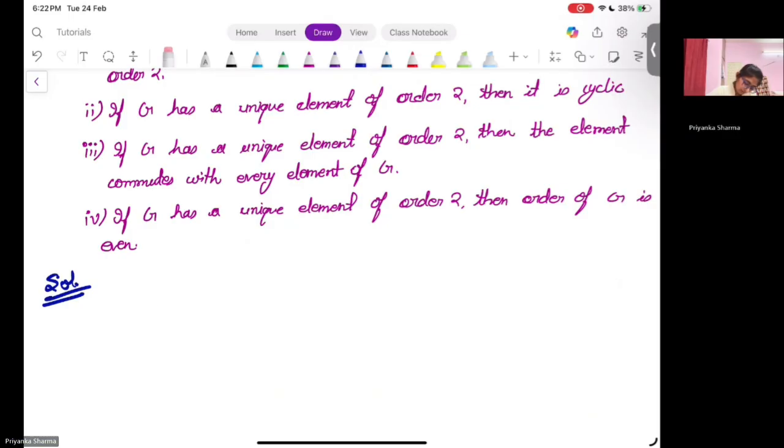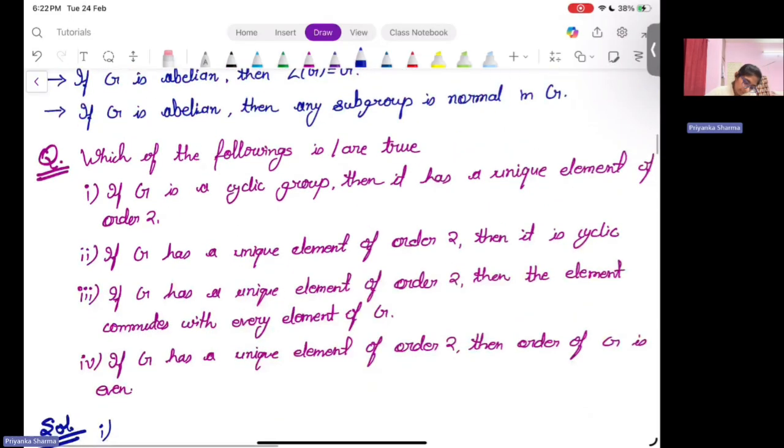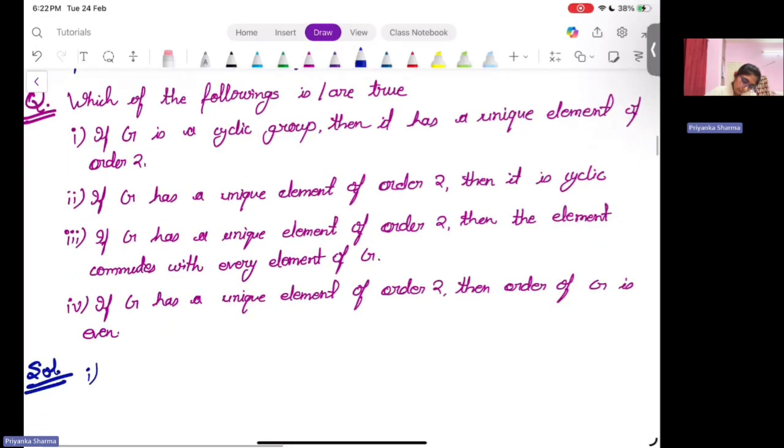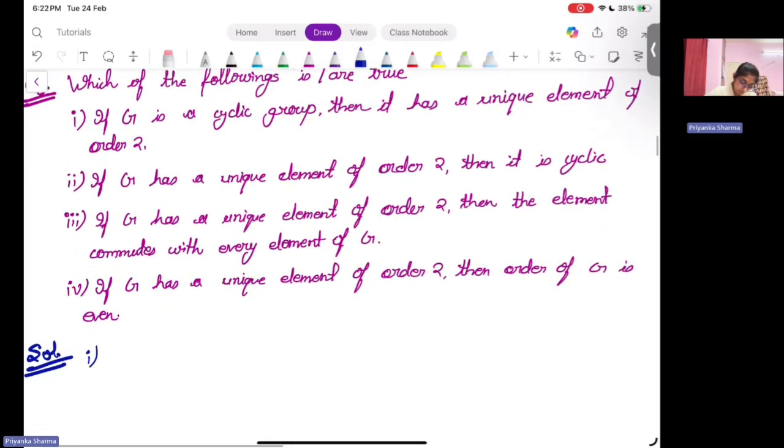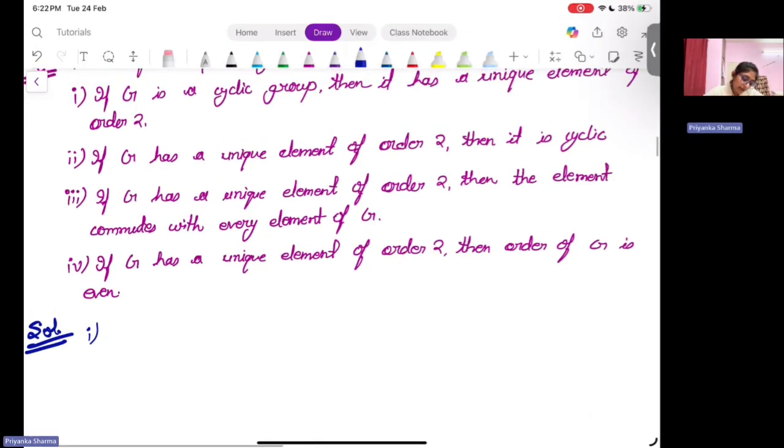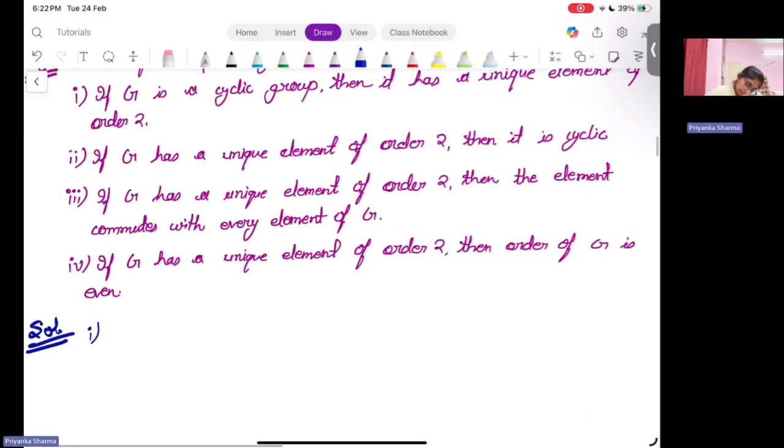Solution. Consider the first statement. If G is a cyclic group, then it has a unique element of order 2. Okay. So, two things. It is not mentioned whether this group is finite or infinite, so we can have both cases. And we can have a counter example for a finite group also.